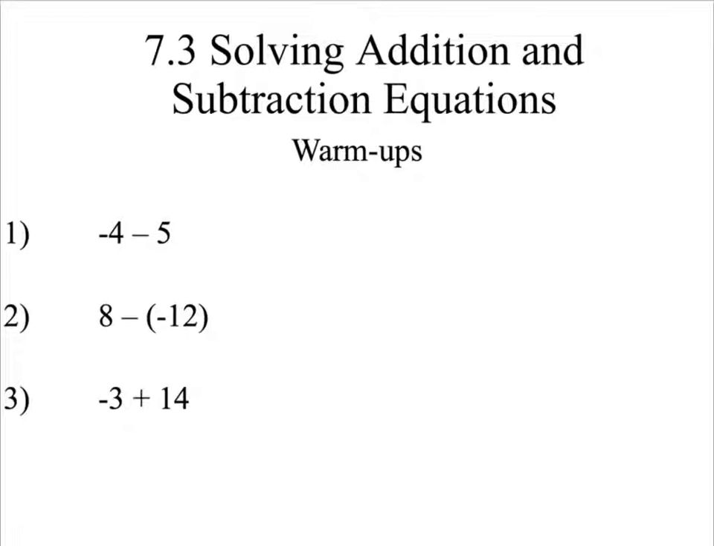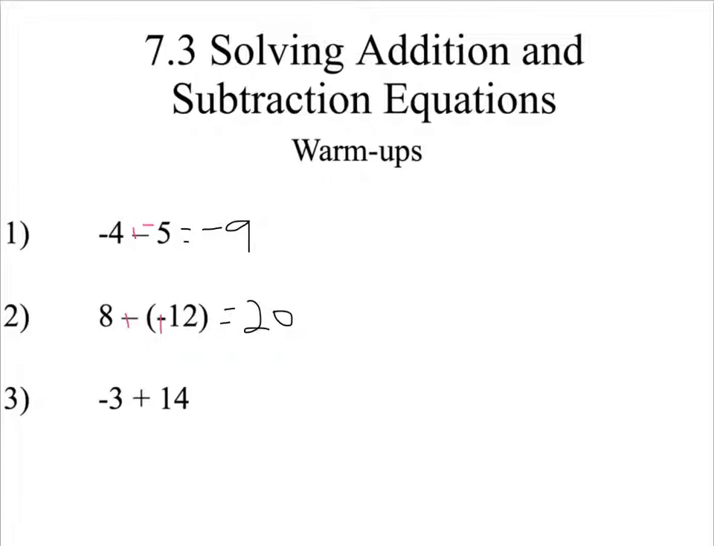Add its opposite. So the very first one, number one, negative 4 minus 5 is the same thing as negative 4 plus a negative 5. When you do that, you get negative 9. Same thing for the second one, 8 minus a negative 12. When you look at that, it looks like we just need to take 8 minus that 12 and we'll be good. However, that 12 is negative. Add its opposite. It turns into 8 plus 12 and you get 20.